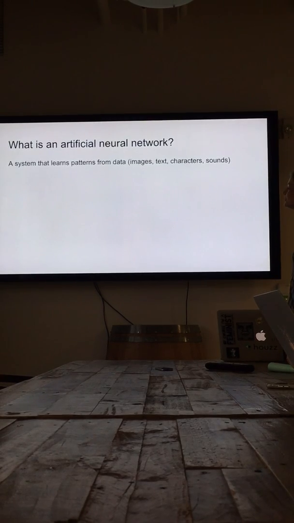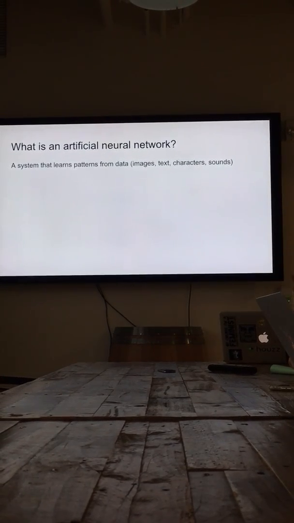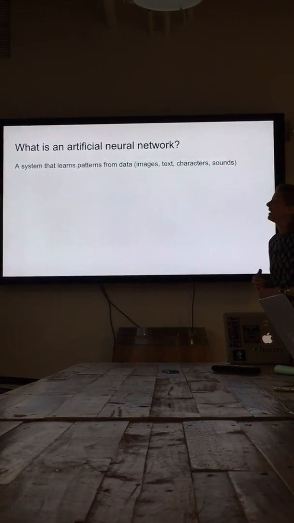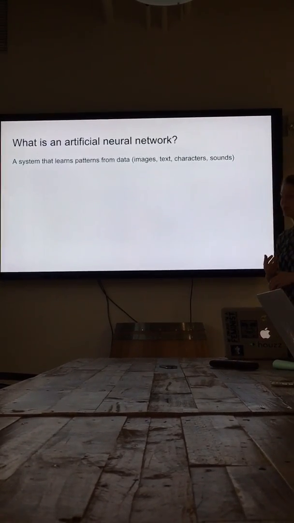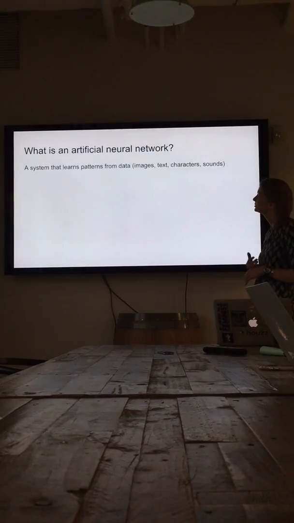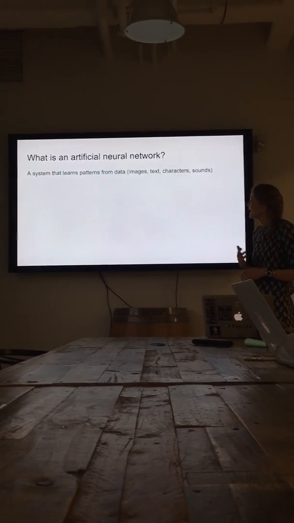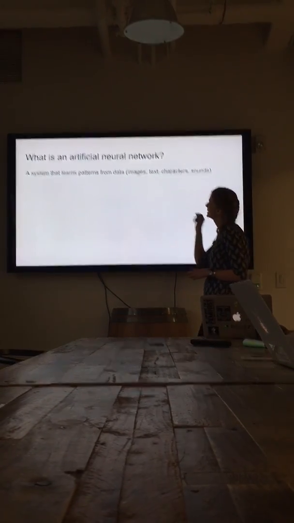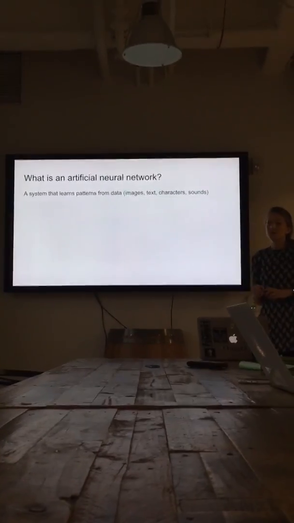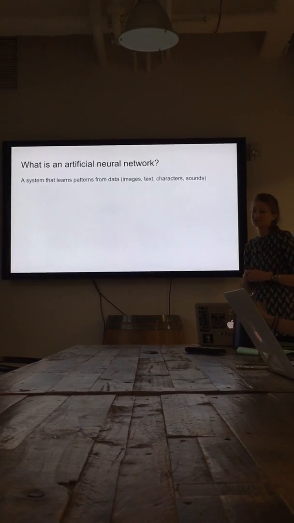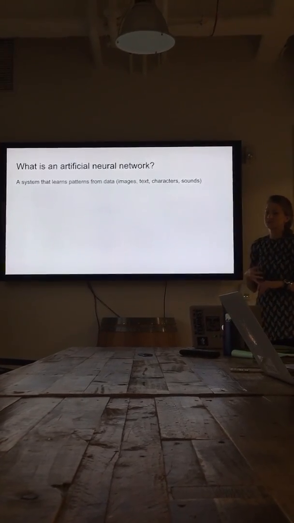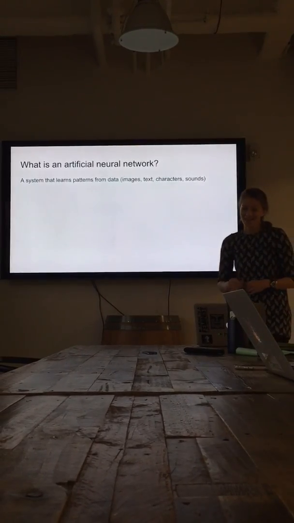So what's an artificial neural network? It's a much simpler system actually, but it follows some of those same rules and structures as your brain, as your neural network. It is a system that can learn patterns from data. We can feed it images or text, characters, sounds. Probably someone's working on one for smell, I'm not sure.